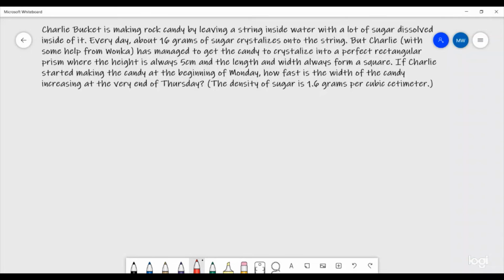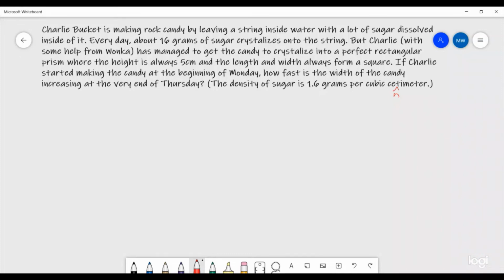Let's go through and try and figure this out. And yes, I do just realize that this needs an n in there. It's okay. It's per cubic centimeter, but it's supposed to be centimeter. So let's go through and try and figure out how we would do this. Go ahead, pause the video, and try it on your own first.